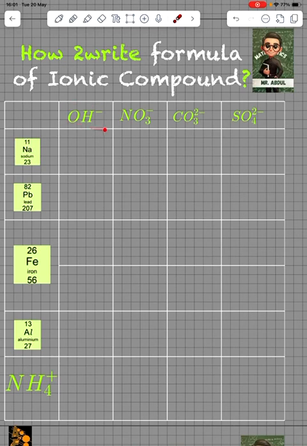Polyatomic ions are basically a group of atoms bonded together, and they have their own net charge, either negative or positive. We have positive polyatomic ions such as the ammonium ion, NH4 plus, and negative ones like hydroxide, nitrate, carbonate, and sulfate. Do take note, you can't find these polyatomic ions in the periodic table, therefore you have to memorize the charges that they carry. Don't worry, it's not so bad. After a few examples and exercises, you should be able to remember very well.